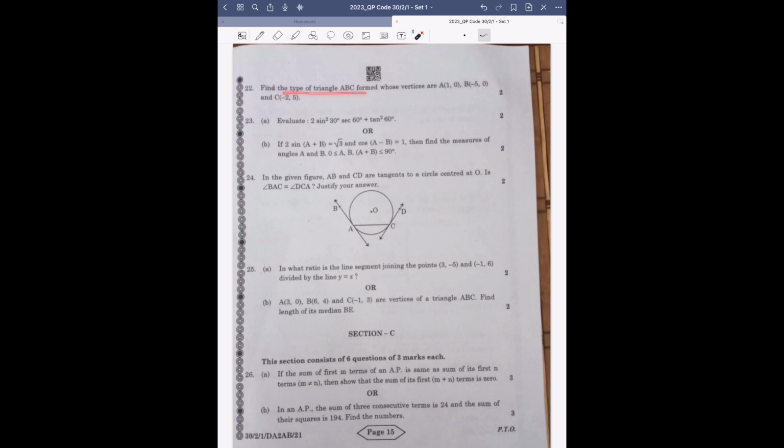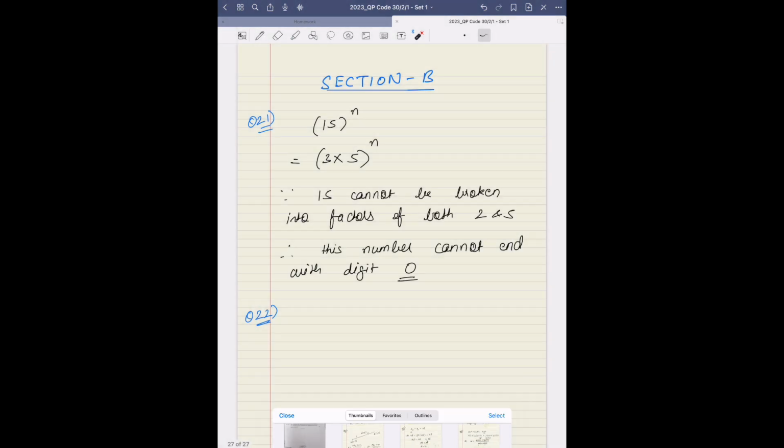Find the type of triangle ABC formed whose vertices are A, B, C. So again, a basic question on triangles. Triangles can be categorized by sides or by angles. When you talk about sides, the 3 triangles which come to our head are scalene, where sides are not equal, isosceles, where 2 sides are equal, and equilateral, where all 3 sides are equal. So all you need to do is a question from coordinate geometry. It's always good to make a triangle so that you can also represent it.